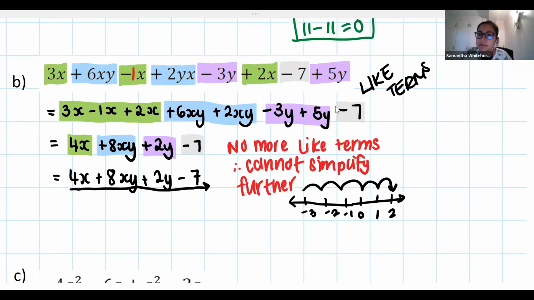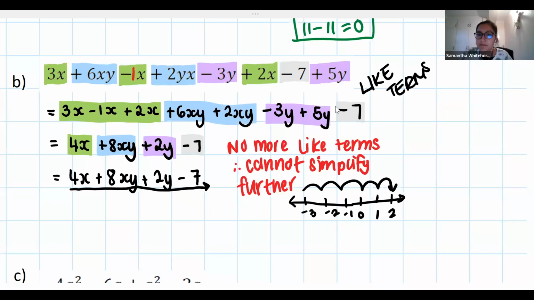Itumaleng? Hi, ma'am. Ma'am, can I ask if they said we have to simplify, like answer the whole thing? That's what we've done here. No, ma'am, like answer it further. We can't. That's as much as we can do. There's no more like terms. Like I've written in red, no more like terms, so we can't simplify further. Okay, ma'am.